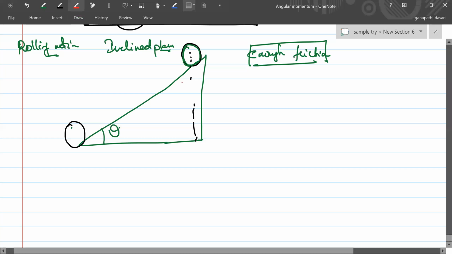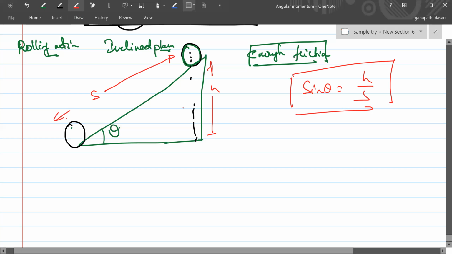So suppose I consider this as height h, and this I consider as s. Here, sine theta is equal to h by s, isn't it? In terms of s also a question might be asked, in terms of h also, and in terms of theta also a question can be asked.